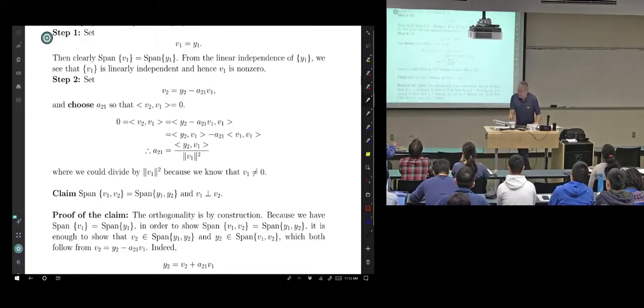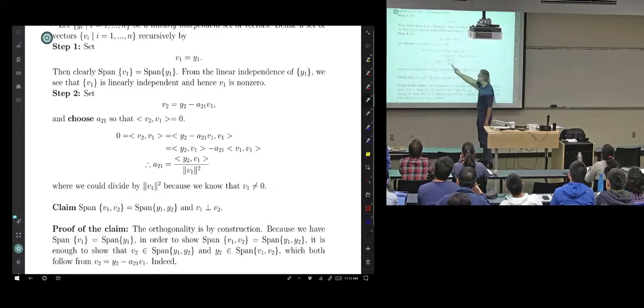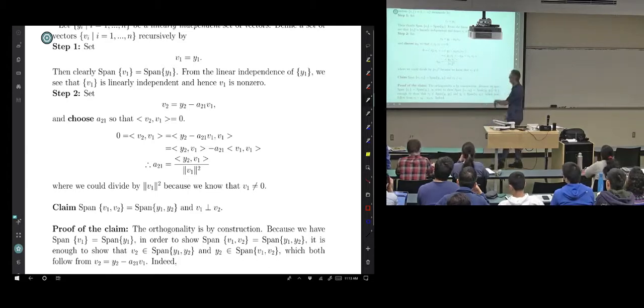Okay. But y1 comes from a linearly independent set, and v1 is y1, so hence this thing cannot be 0. It's part of a linearly independent set. Okay? So this equation makes sense. I'm never dividing by 0, so there's my coefficient. Bingo. And so by construction now, v1 and v2 are orthogonal.